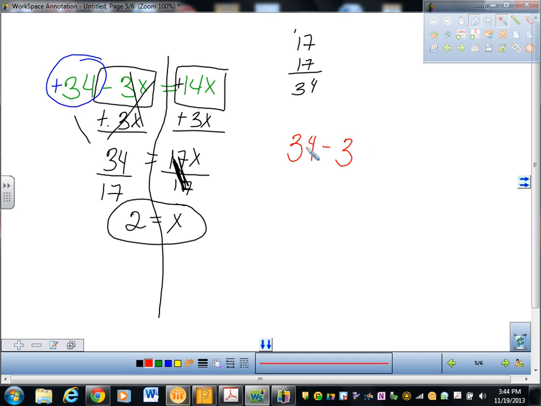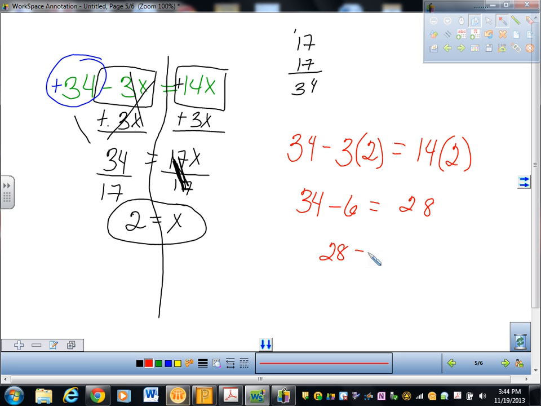So it's 34 minus 3x, but x is 2, so we're going to put a 2 in there, equals 14 times x, but x is 2, so we're going to put a 2 in there. So 34 minus 3 times 2, which is 6, equals 14 times 2, which is 28. 34 minus 6 is 28. 28 equals 28. That means that my answer is correct.